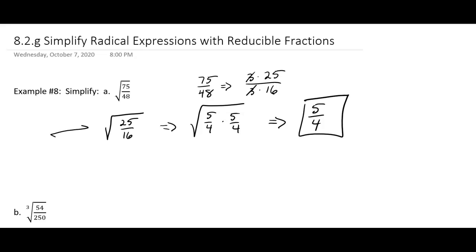Now, if you were thinking back here, well, I was just going to take the square root of 25 and the square root of 16. Yes, that's what we're going to do. We haven't had the property yet that says we can do that, but it is what we're going to do. Okay.